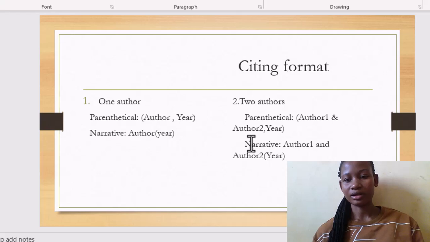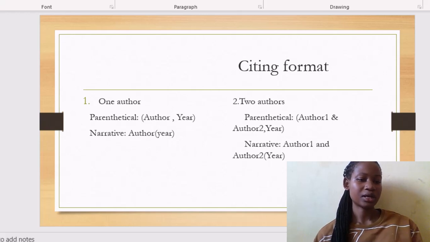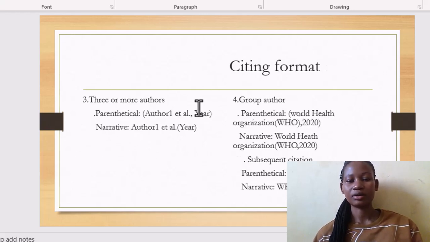Then for the narrative format we shall have author 1, and then you don't put the symbol of and, but you just put the whole word. So you put and, then author 2, then the year will always remain in the brackets. That's the citing format of author 1 then author 2 in a given information. Then let's go to the second slide. We're going to talk about the citing format of three or more authors or group author.